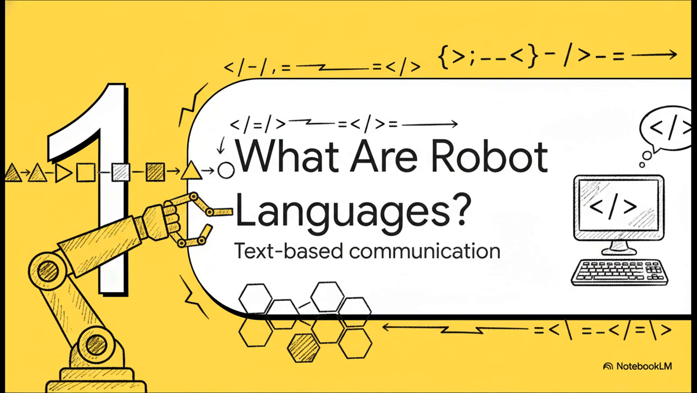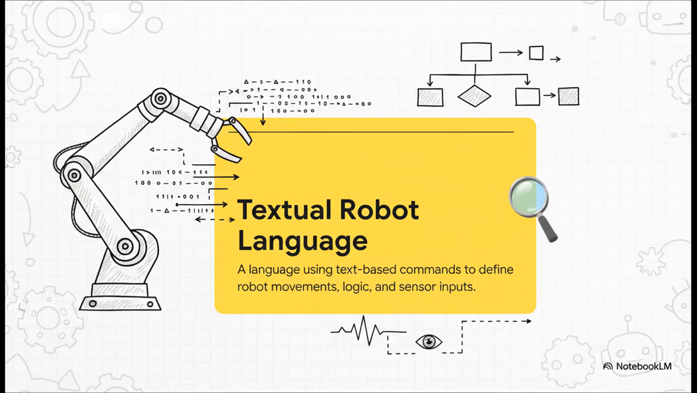We're going to focus on how we communicate with robots using text, kind of like how a software developer writes code for an app on your phone. So a textual robot language is pretty much what it sounds like. It's a language where we use typed out commands to tell a robot what to do. But it's not just about movement, go here, go there. It also covers the logic for making decisions and reacting to what its sensors are telling it. And this is why they're so vital in industry. They give you the flexibility and precision you need for the really complicated jobs.